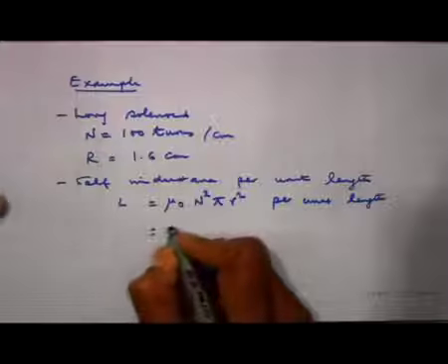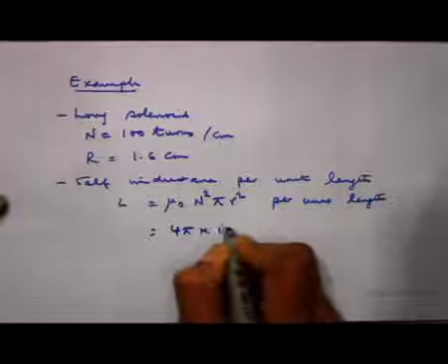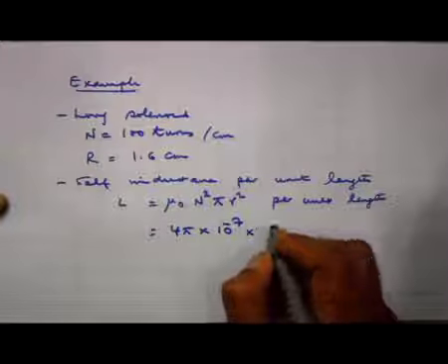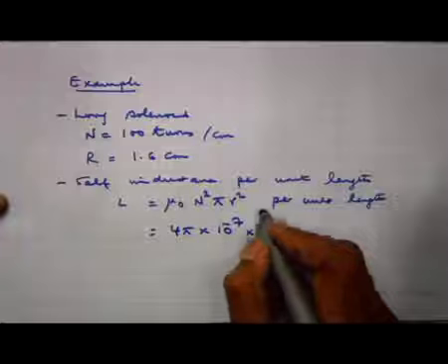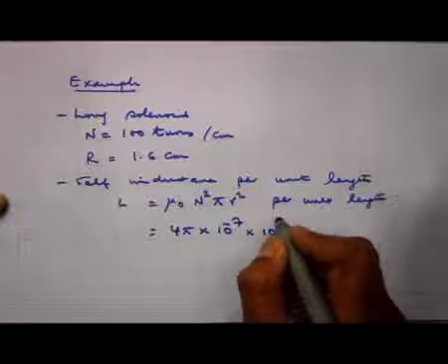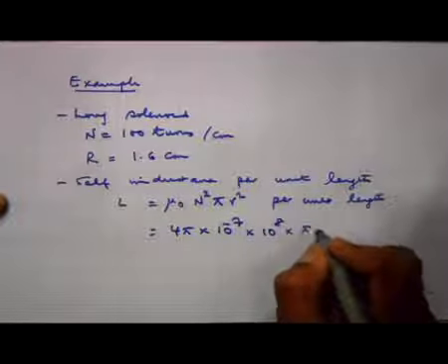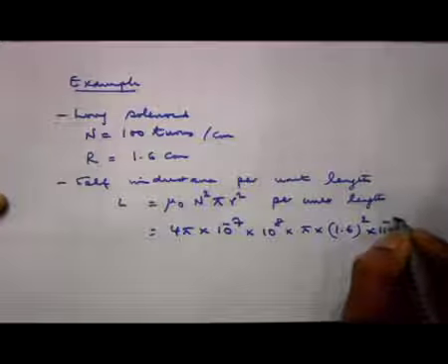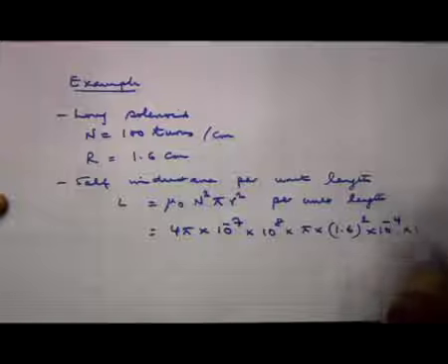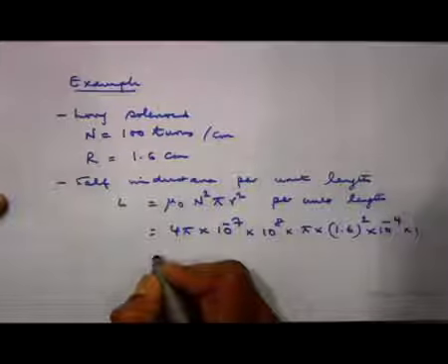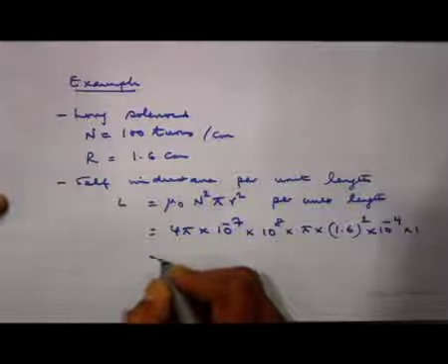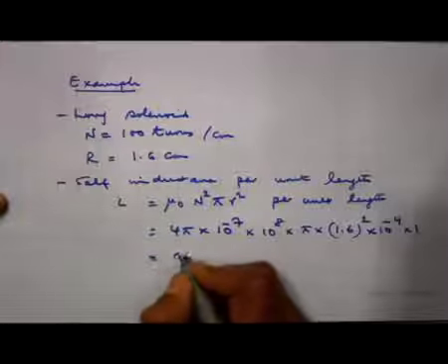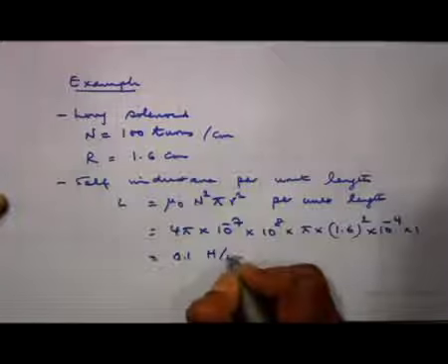So this is equal to 4 pi times 10 to the minus 7, into 100 turns per centimeter, that is per meter, 10 to the power 4. So that is 10 to the power 8, into pi into 1.6 whole squared times 10 to the minus 4, into length of 1 meter, and this comes out to be approximately 0.1 H.